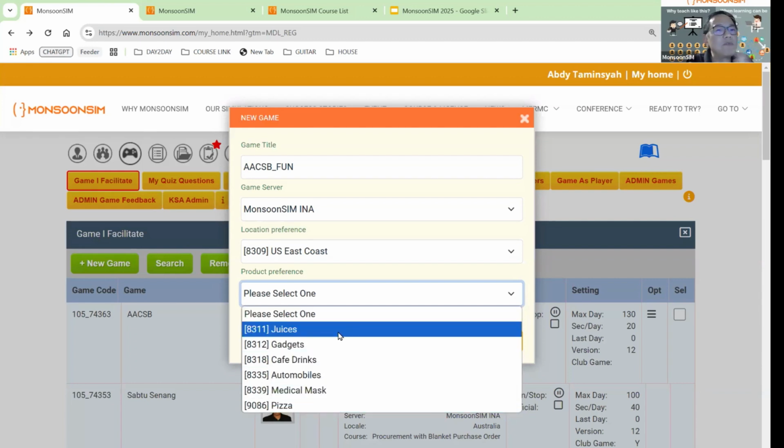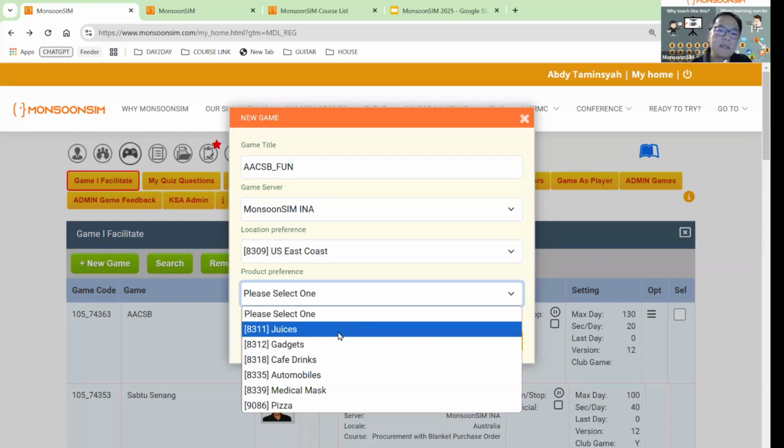Now why do we have so many different products? If you think about it, it is quite interesting for the student, because the product comes with a lot of characteristics, attributes. For example, some products are fast-moving consumer goods. They will get expired.